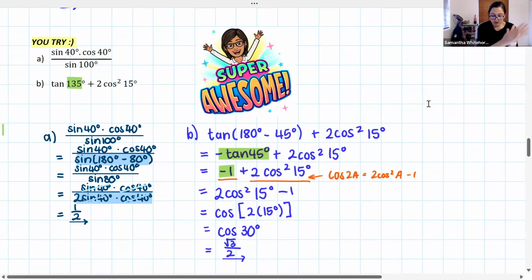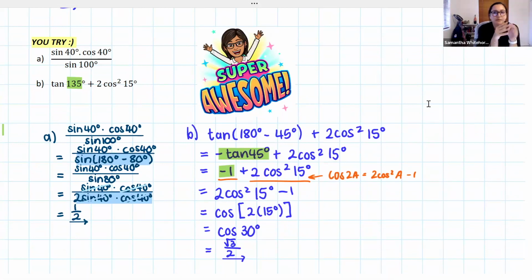Okay, you guys can screenshot that, and then we're going to have a look at another example. We are going to do a whole lesson on identities, but I thought I'd throw one in because why not? And looking at how we can now use our double compound angle formula to start proving identities.